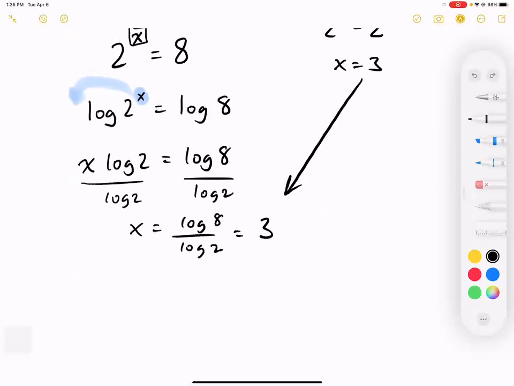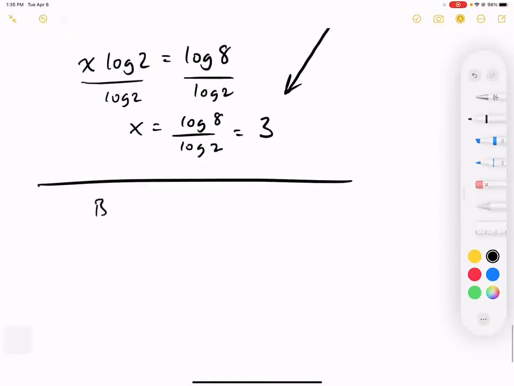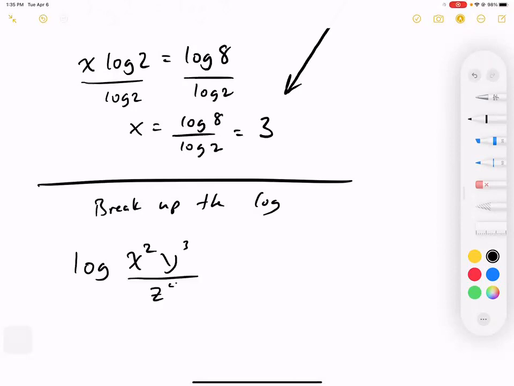Here's the problem. We want to break up the log. So if I say, what's the log of x squared, y cubed, divided by z to the fourth? We're going to break up the logs. We're going to say multiplying means adding, dividing means subtraction. Log of x squared plus log of y cubed, because if I'm multiplying, I'm adding, and if I'm dividing, I'm subtracting log z to the fourth.